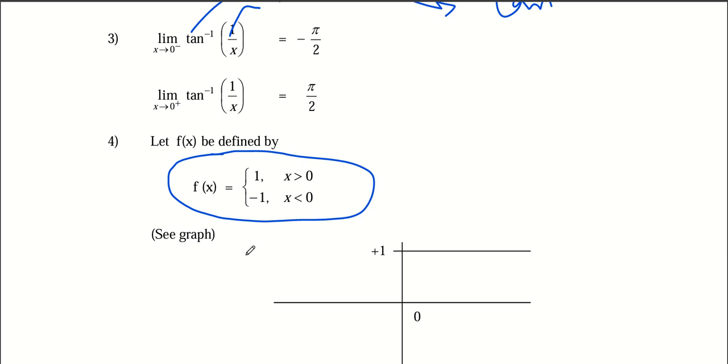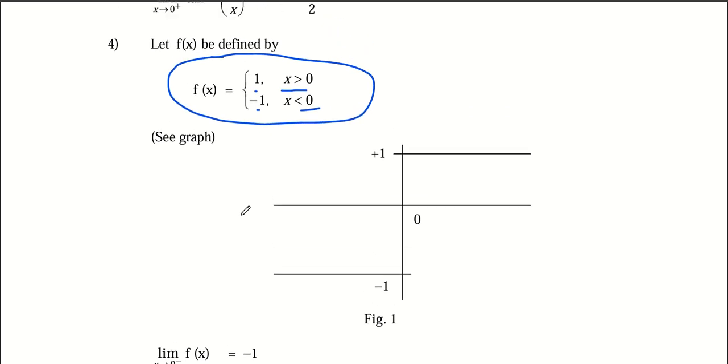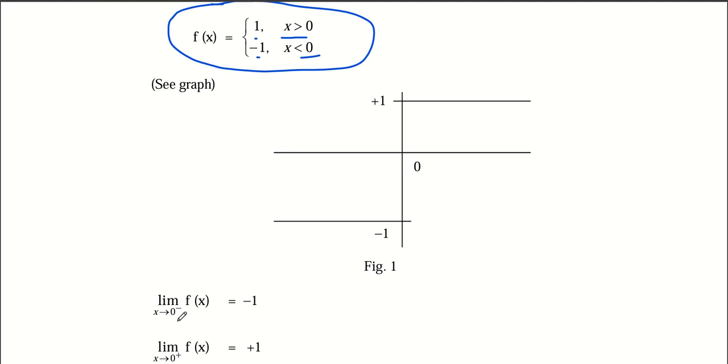like there is a value for only a few sections of it, right? So for example, this function is defined as: the function is 1 whenever x is greater than 0, right? And the function is what? -1 whenever x is less than 0. So let's take a look at it. So the function is 1 whenever x is what? Greater than 0, and -1 when x is what? Less than 0.